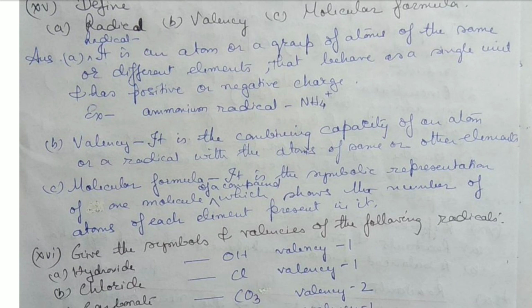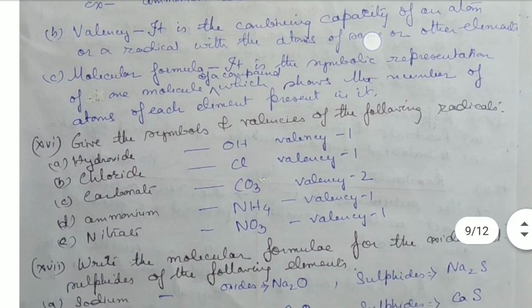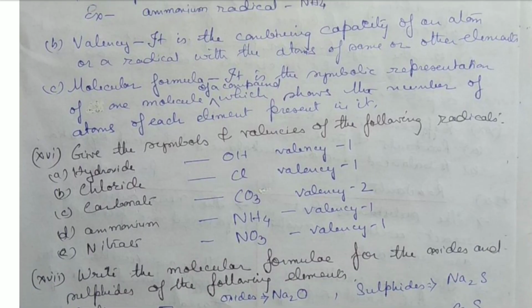Then valency: it is the combining capacity of an atom or a radical with the atoms of the same or other elements. Then the molecular formula: it is a symbolic representation of one molecule of a compound which shows the number of atoms of each element present in it. It's a symbolic representation of one molecule of a compound, and it shows the number of atoms of each element which is present in it.